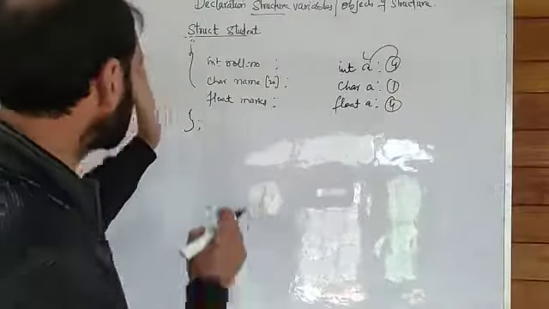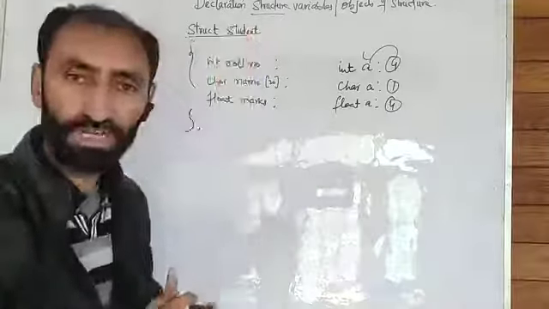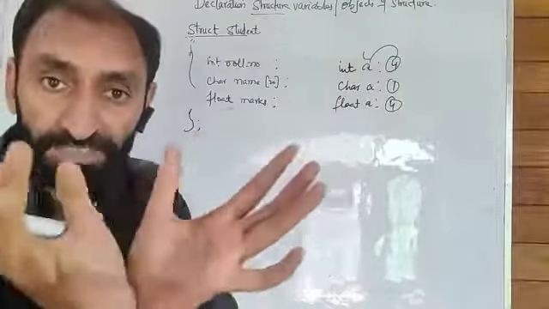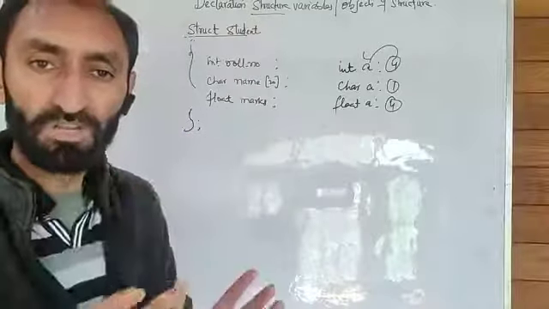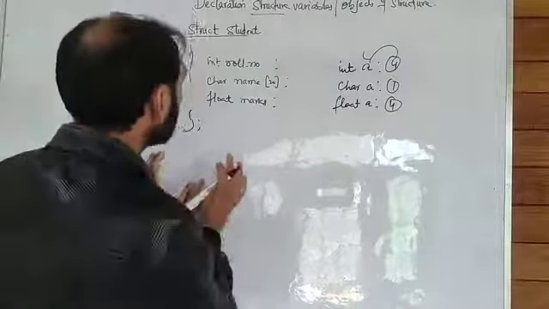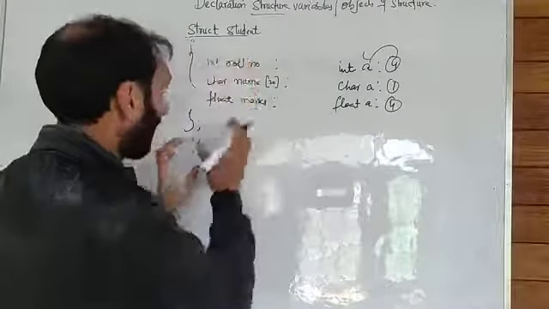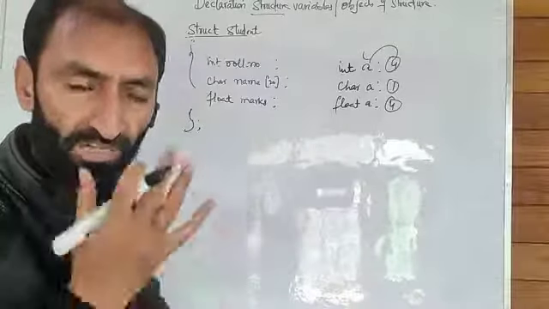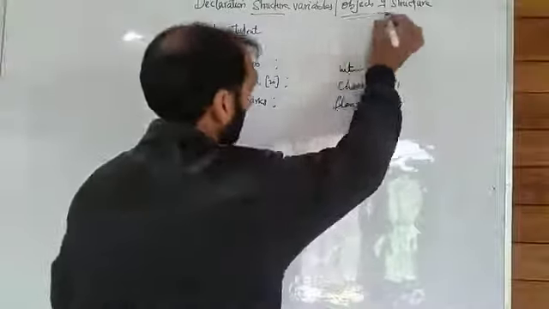And in the same way, this struct student is also a data type, but this type of data type is a user-defined data type. Now the question is, how can we declare the variables of a structure? Variables of structure, or we can say objects of structure.